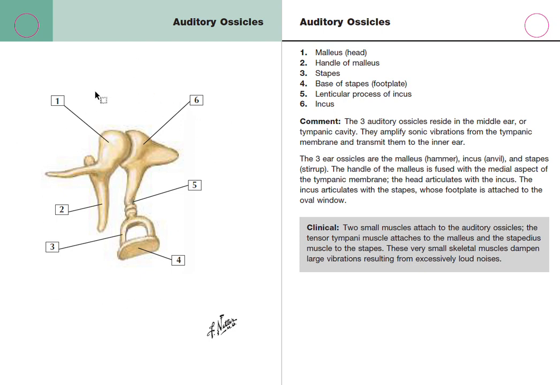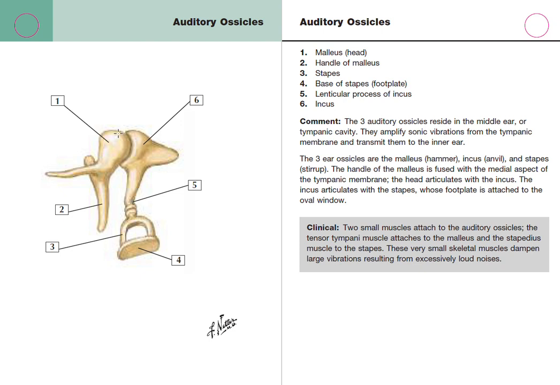A special note, this time on the auditory ossicles. The auditory ossicles are comprised of the following. Number 1 here, the malleus, also known as the head. Number 2 is the handle of the malleus. The malleus is actually in contact with the incus over here in number 6. This is the lenticular process of the incus. And the incus in turn is in contact with the stapes. Number 3 over here. The foot plate, also known as the base of the stapes, is labeled as number 4.